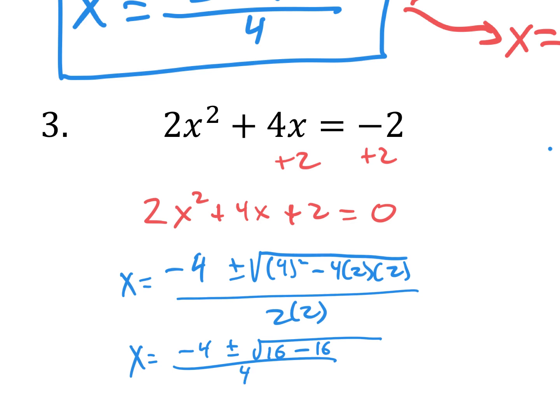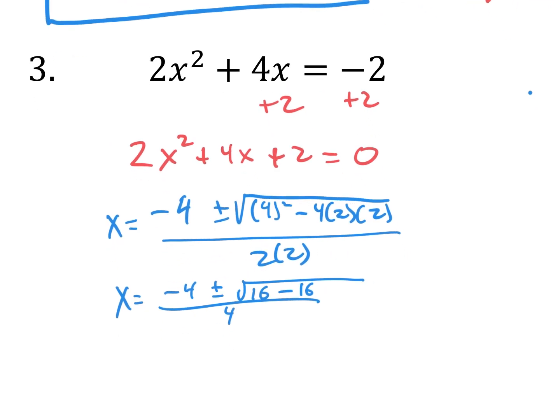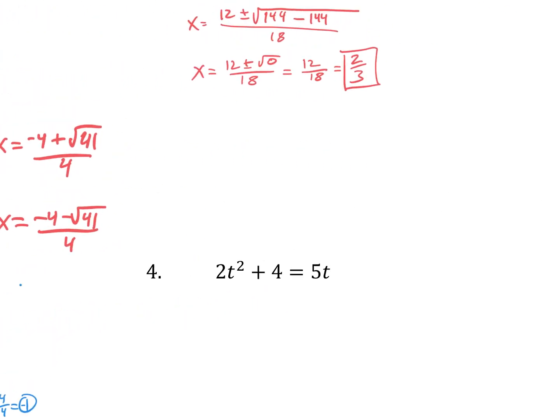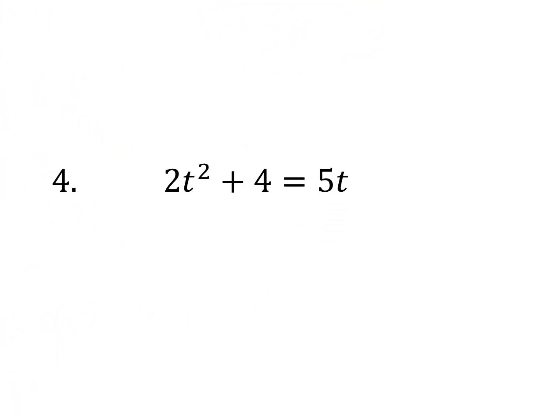Well, this comes out to be kind of the same situation. 4 times 2 times 2 is 16. So again, this is negative 4 plus or minus 0, which is just going to be negative 4 over 4, which is negative 1. One answer there. And one more situation here. Subtract 5t from both sides.